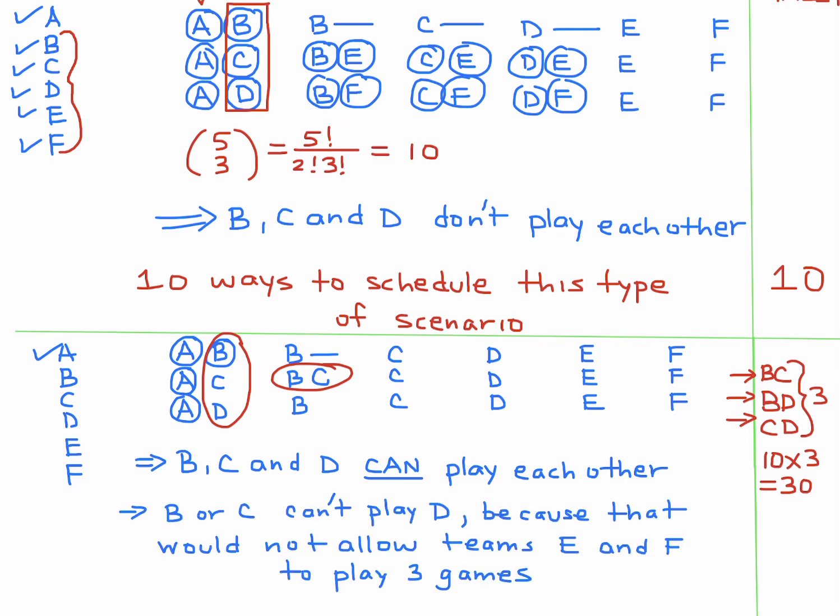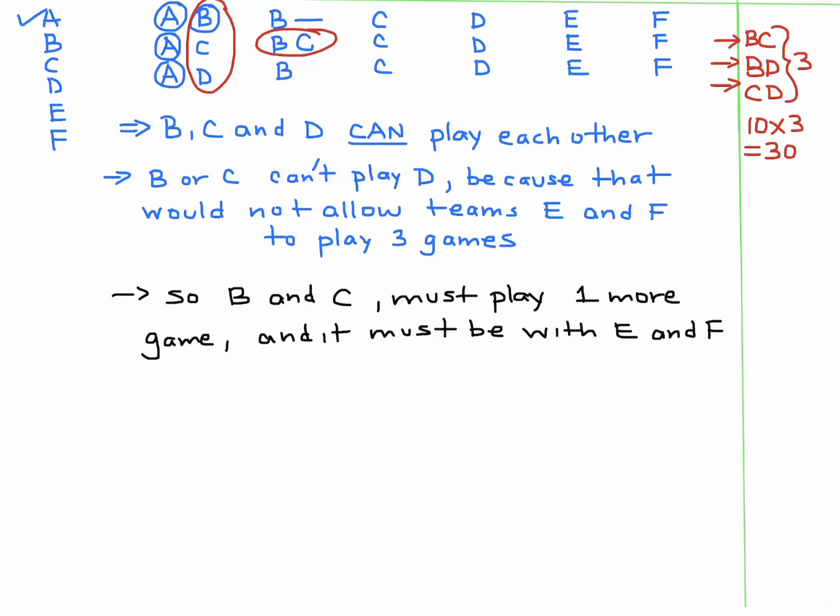So that means that B and C, the only thing we can do is have them play E and F. So we'll just create one such scenario. You can have B play E, and when you do that, B is done. You got 3 games for B right there. And then we continue. C has already played A here, and C has already played B there. So C's done, but we got one more game for C. Make it play F. All right, so C's done. 1, 2, and 3.